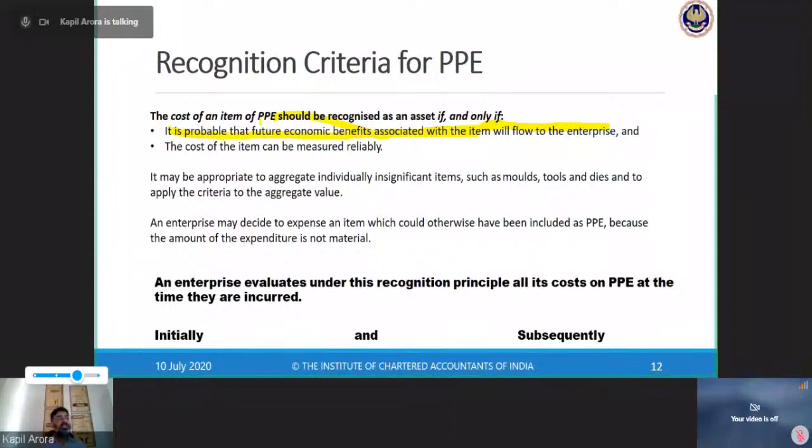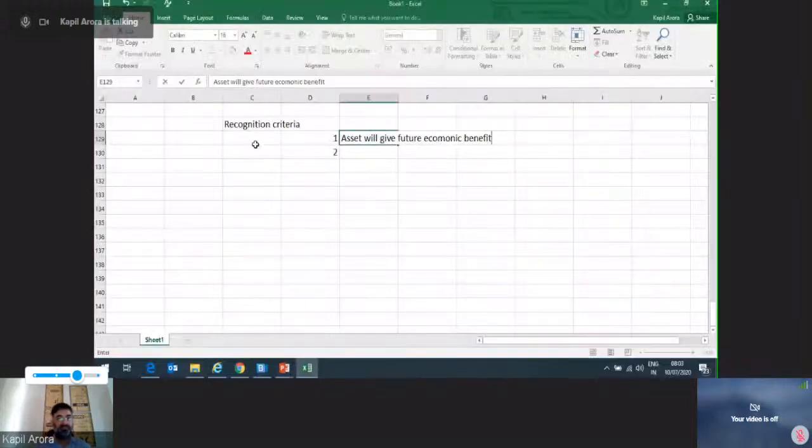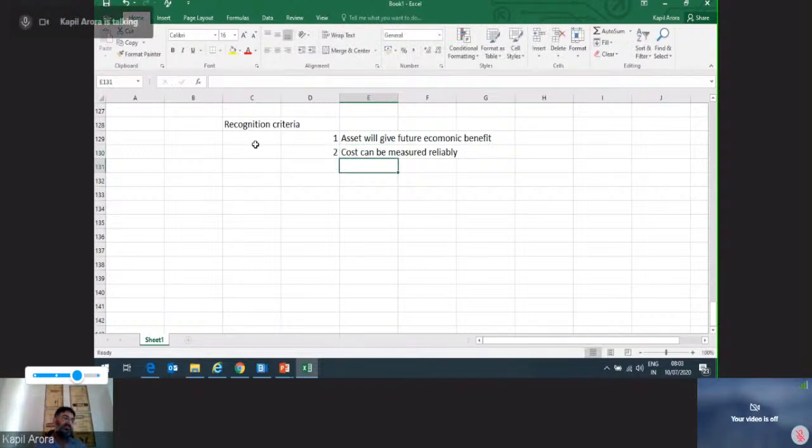If it is going to give you future economic benefit, the second criteria we look at is whether cost can be measured reliably or not. So it means whenever you are buying an asset, you know how much cost is going. And you know that future economic benefit will come to the entity. But in case you are not sure whether future economic benefit will come to the entity or not.